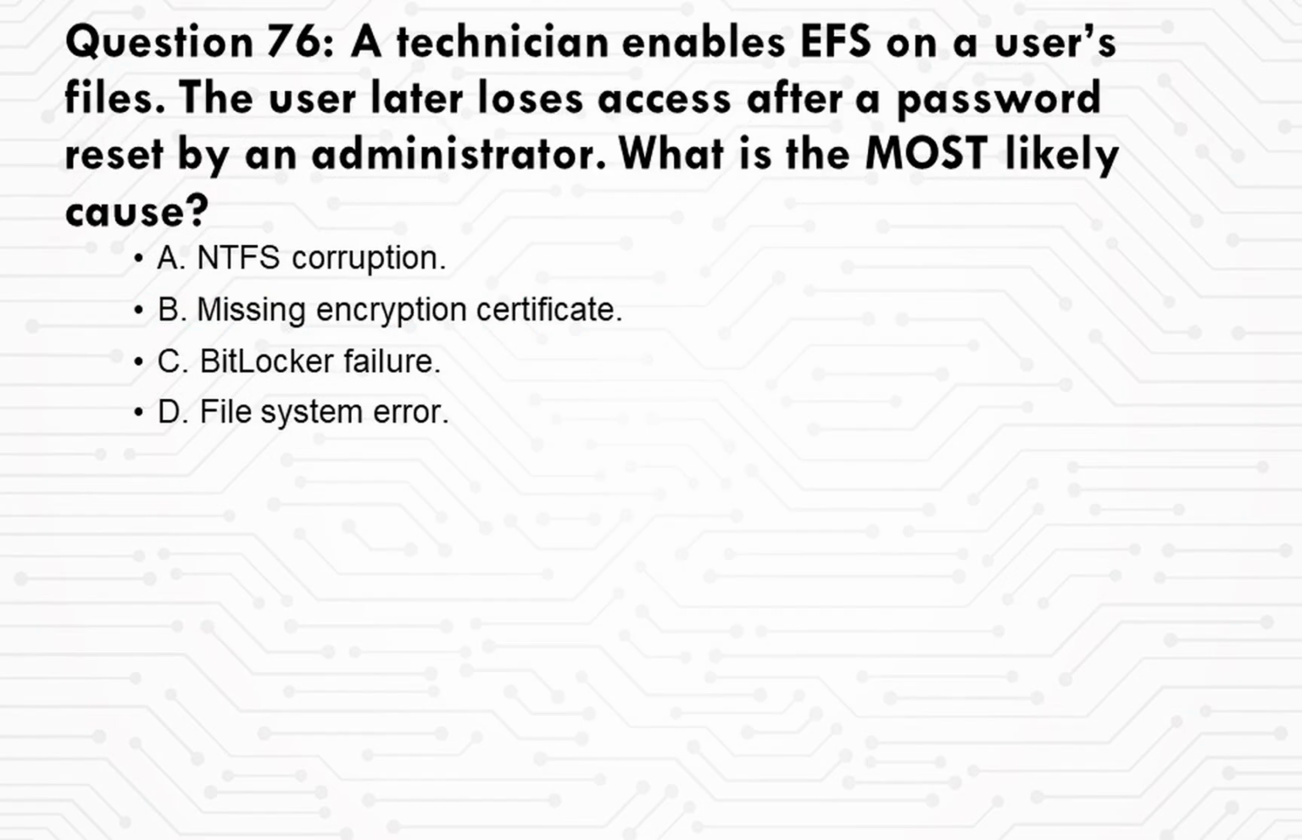Question 76. A technician enables EFS on a user's files. The user later loses access after a password reset by an administrator. What is the most likely cause? A. NTFS corruption. B. Missing encryption certificate. C. BitLocker failure. D. File system error. Answer: B. EFS relies on the user's encryption certificate. If it's not backed up, access is lost after credential reset.